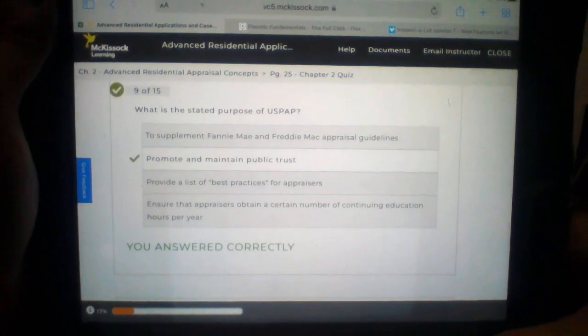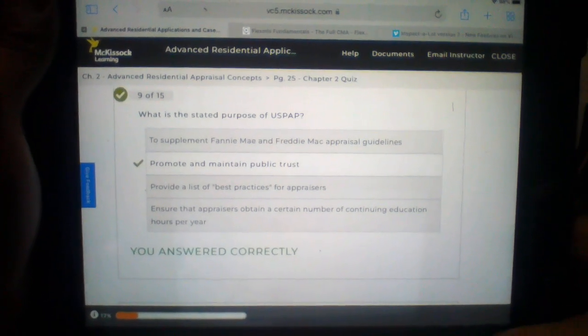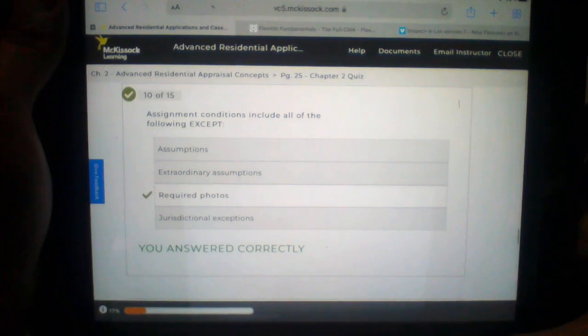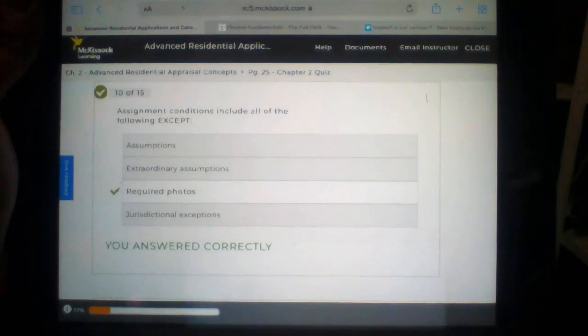Number 9. What is the stated purpose of USPAP? You said promote and maintain public trust, and that is correct. Number 10. Assignment conditions include all of the following except. You said required photos, and that was correct.